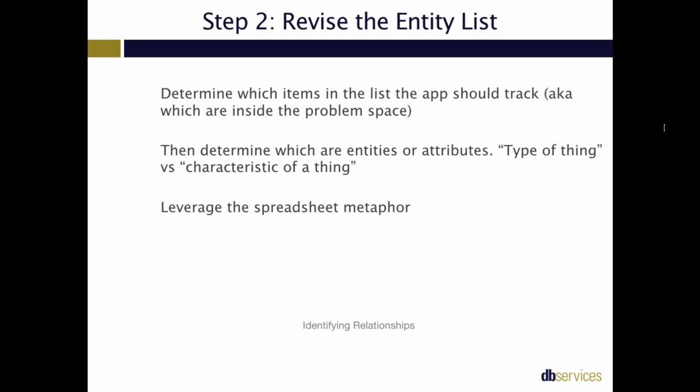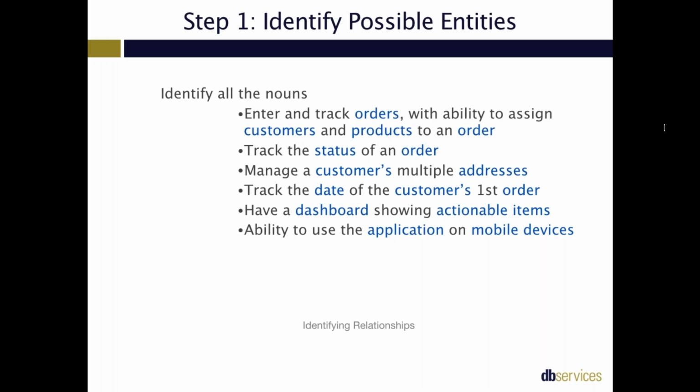In other words, which are inside your problem space. So if we look back on here, orders are an example of something that you do need to track. It even says that right there, enter and track orders. Customers we need to track because you need to assign customers to an order. Need products, you need to assign a product to an order. So all those are pretty straightforward.